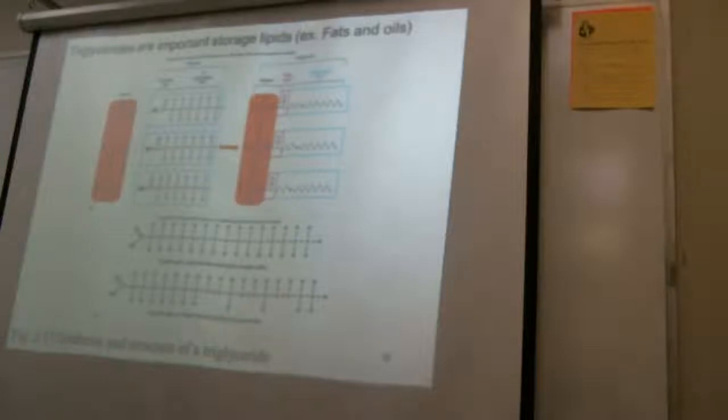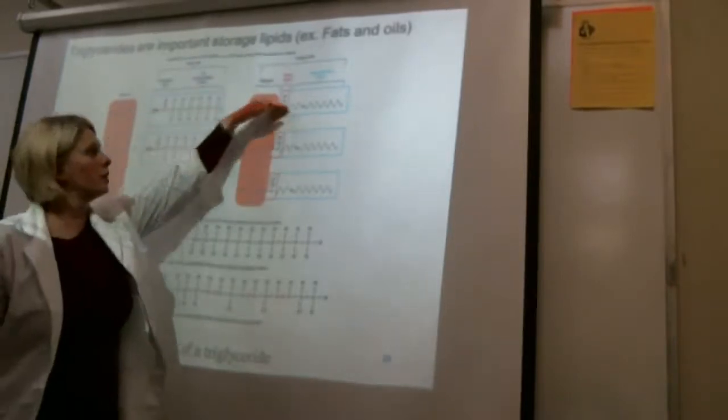All I really want you to know is the basics of the triglyceride. So I want you to know the structure. It has 3 fatty acid tails and then a glycerol. And these are the tails right here.